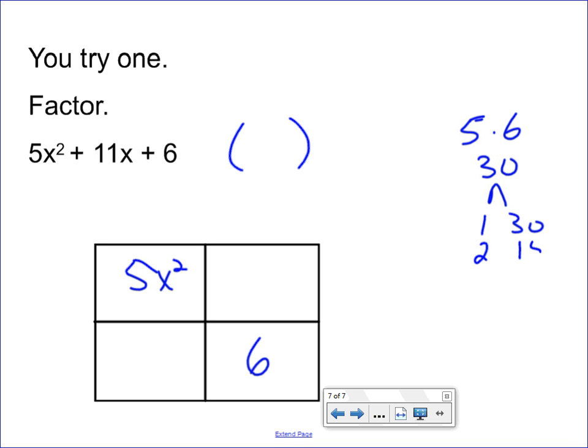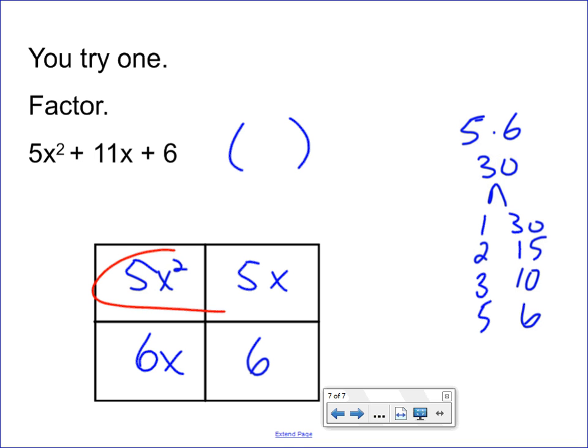So this would be 2 and 15. We'd have a 3 and a 10, 4, 5, 5 and a 6. Okay, 5 and 6 add up to 11, so those would be the ones I'd want. I'd need a 5x and a 6x.